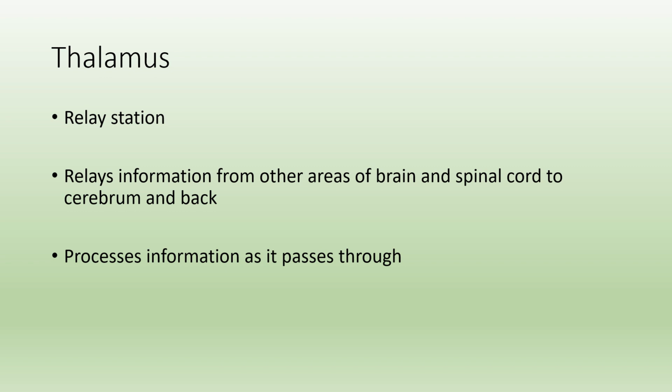So what does the thalamus do? Well, it's a relay station. So any information that's coming from other areas of the brain, the spinal cord, that has to go up to the cerebrum has to pass through the thalamus. And any information from the cerebrum, say to send information back down to the spinal cord, has to pass through the thalamus. So it's going to help process information as it's passing through, but think of it as the relay station.